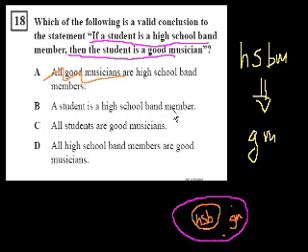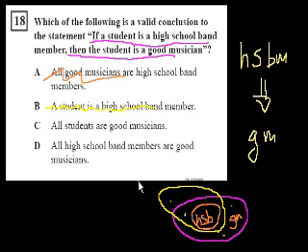A student is a high school band member. Well, no. They didn't tell us that all of the students are high school band members, or that the high school band is comprised of all of the students. The student body might be like this circle. Some of them might be in the high school band, some of them aren't and are good musicians, some of them aren't and aren't good musicians. So you don't know whether someone is a high school band member just by being a student.